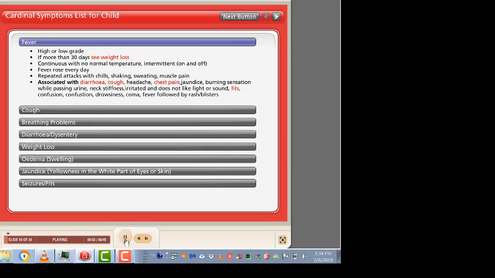Please click on the bars to review each child symptom. When you are finished, click on the next button to advance to neonate symptoms.